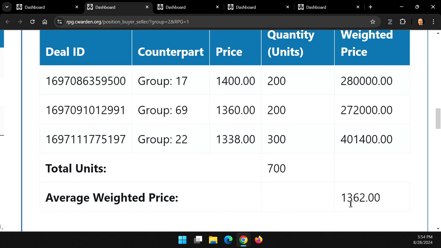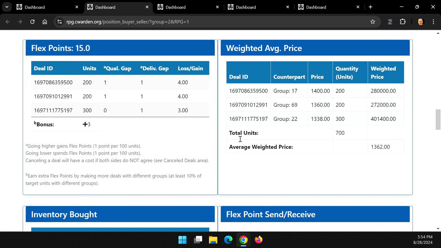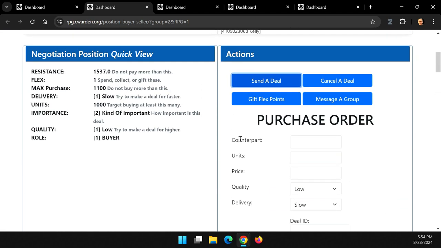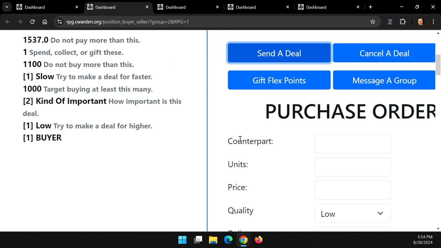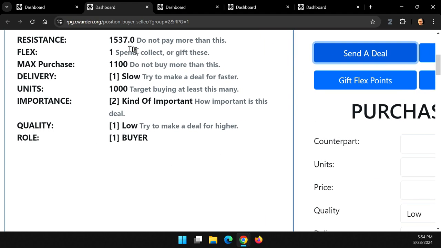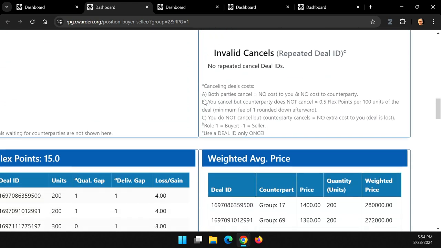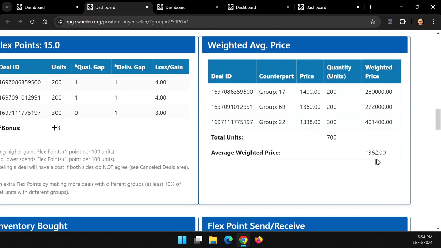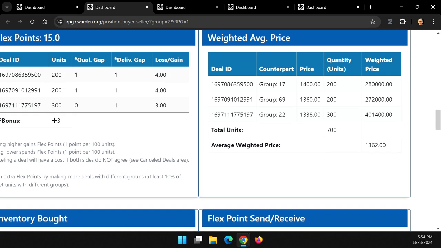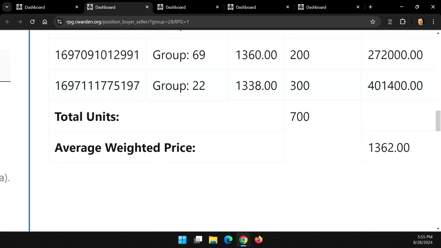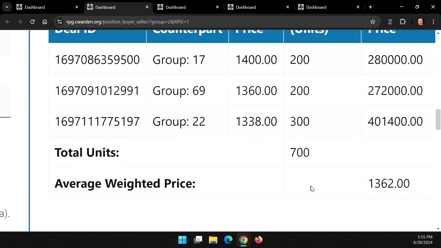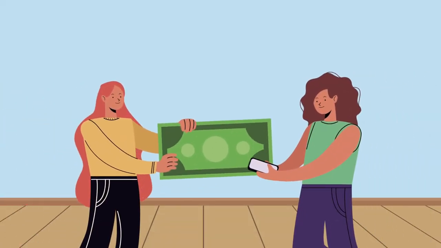In this case, 1,362. Is that good? Is that a good price? Well, remember, up here, their resistance was 1,537. They would like to buy cheaper, 1,537. And what did they do? 1,365. So yes, they were able to get cheaper, lower price. So that's very good.